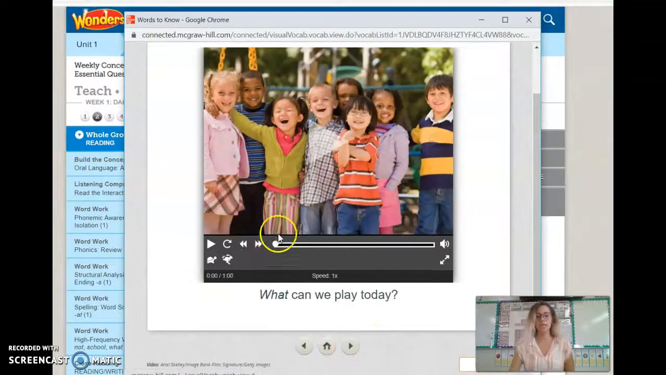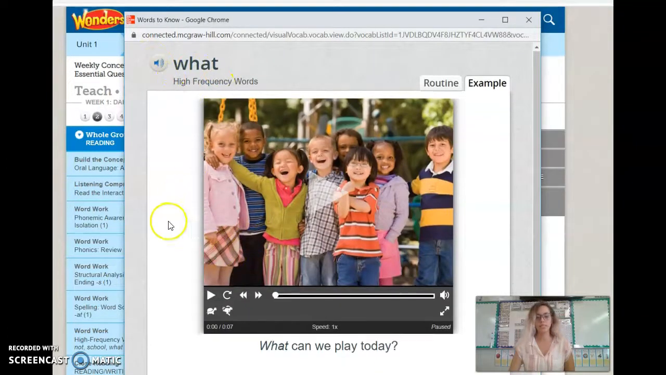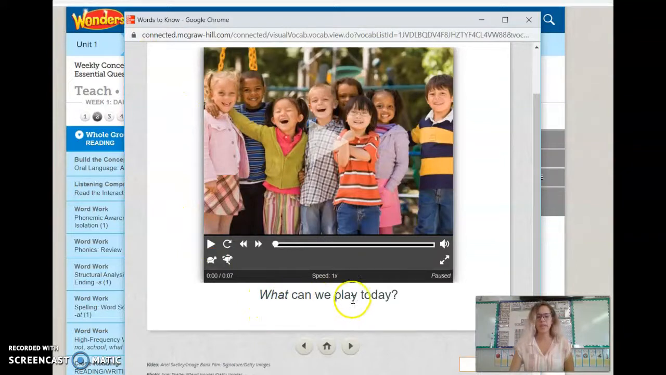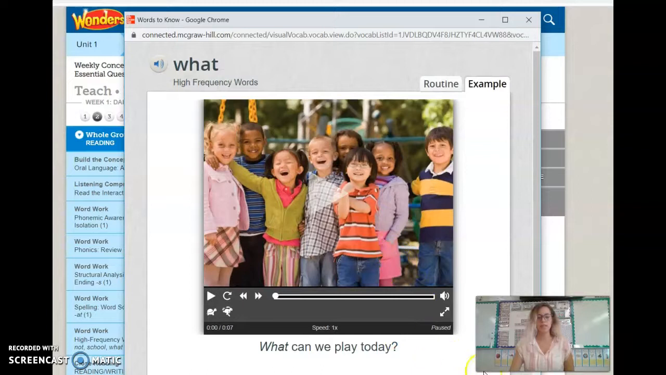And our last one is what. What can we play today? Okay. Those are all of our words. I'll show them to you again. Practice writing them, practice seeing them, practice spelling them without looking at the word, okay?